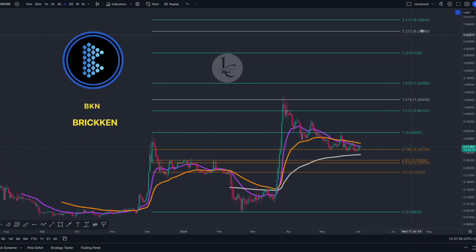You can see right there, we are calling on the channel for an $8 BKN. Now, this can, of course, lead to $10, so double-digit BKN. But for now, from this actual Fibonacci that we're still currently finding ourselves in, we are still expecting this further move of another 20x. It's going to be life-changing for some of you, honestly.